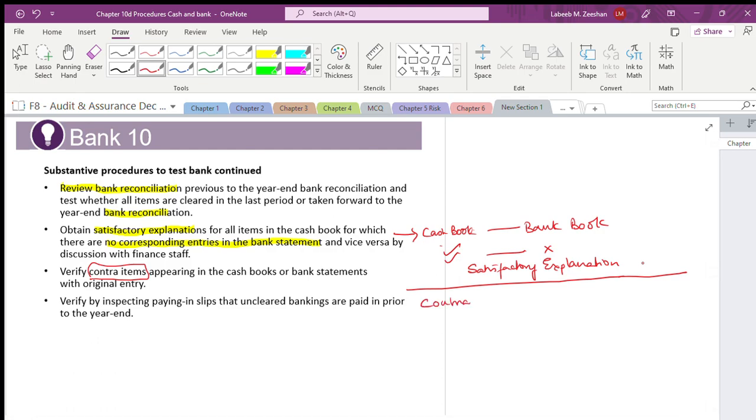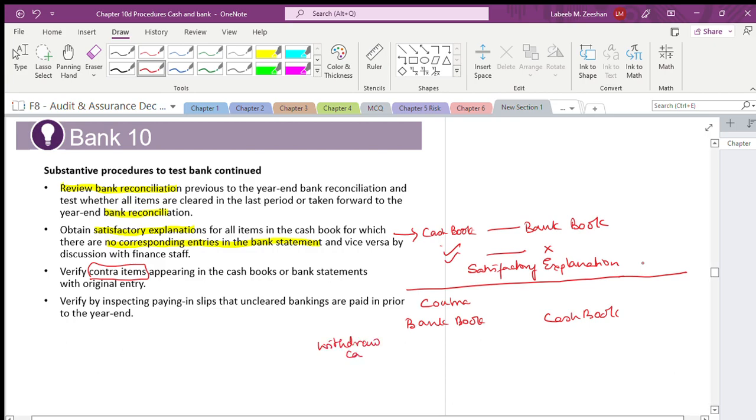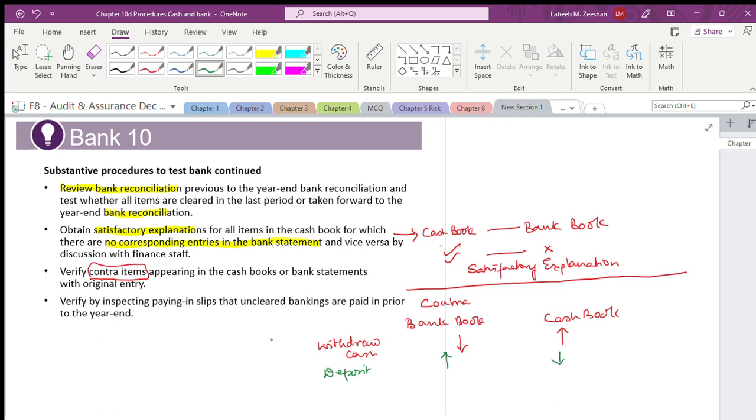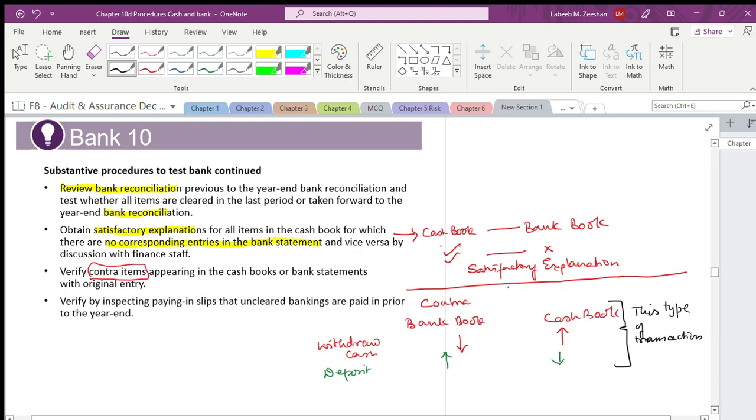Contra means, see the things. You have a bank book, you have a cash book. Now, what happens if you withdraw cash? Bank book will decrease, cash book will increase. Very simple. Whenever you deposit, bank book will increase, cash book will decrease. This type of transaction is called contra.